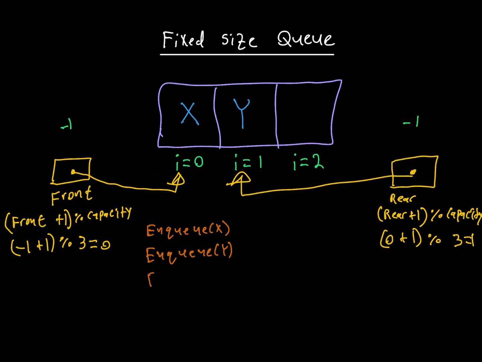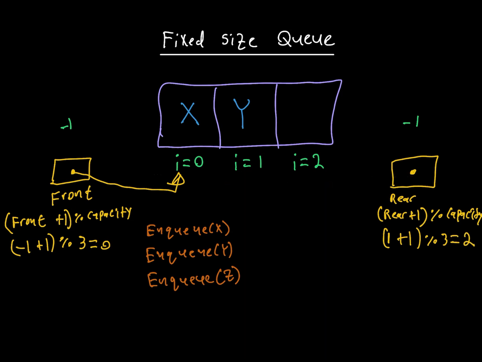We want to enqueue z. Once again, we look at rear. We're currently at index 1. 1 plus 1 mod 3 is going to give us 2. So move rear to point to 2, and let's insert z.